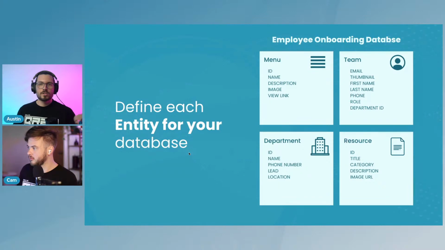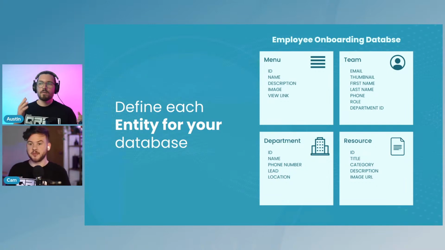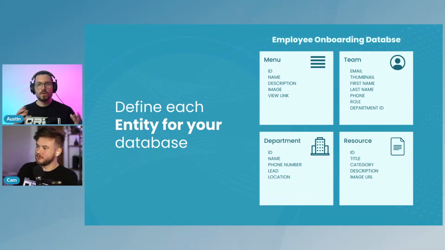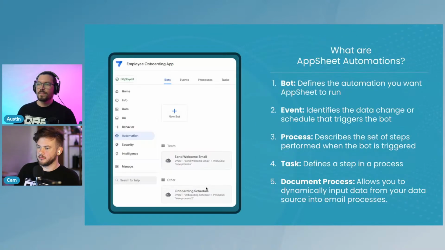So again, starting at the start of your app development process, you're going to want to make sure you define each entity. So we've defined those here. We have a menu table, a team table, a department table, and a resource table. There's actually a few more tables added in there now, and we'll look at those as we're going through our app build with Cam.